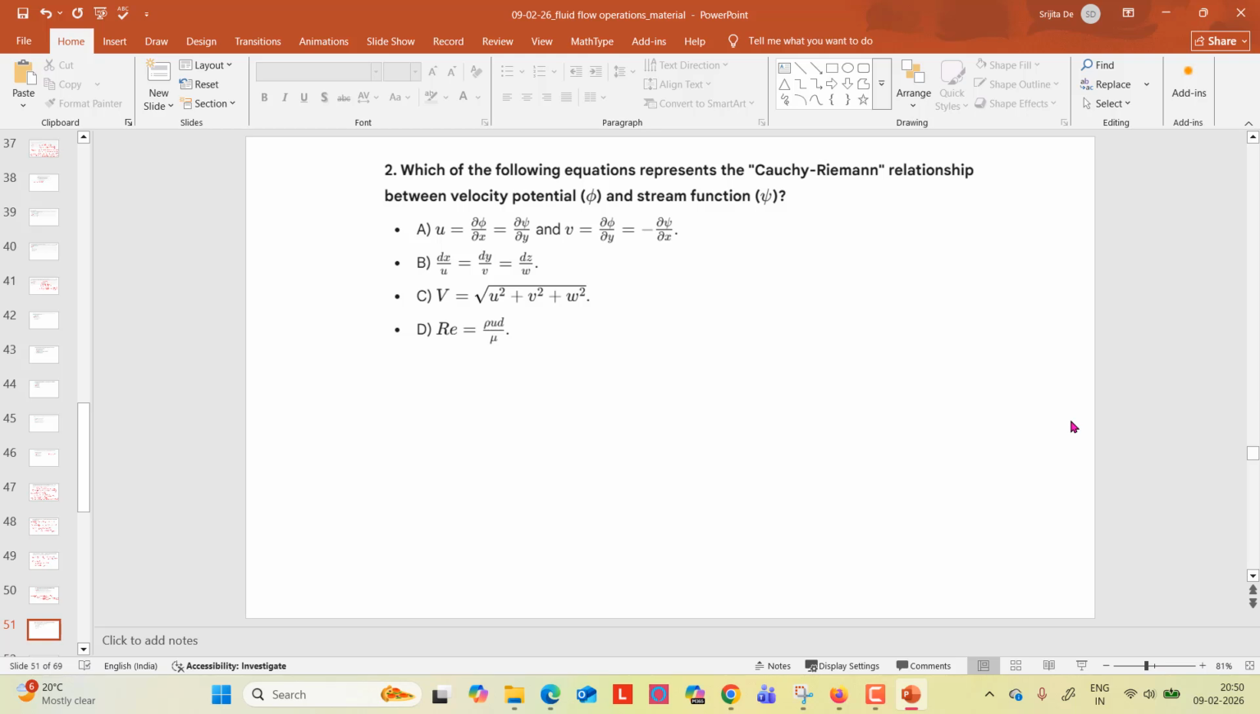Which of the following equations represent the Cauchy-Riemann relationship between velocity potential and stream function? You already know that u is del phi del x equals del psi del y, and v is del phi del y equals minus del psi del x. So this is option A. Next.